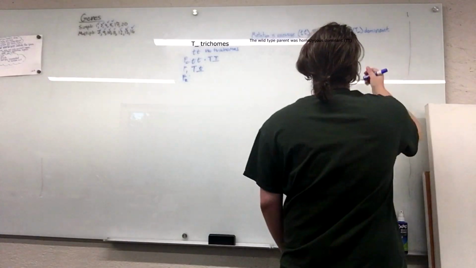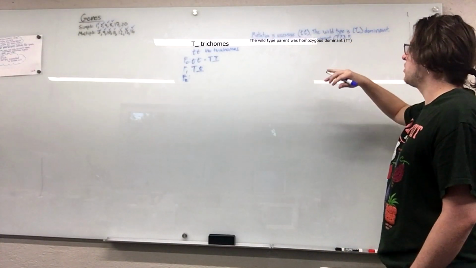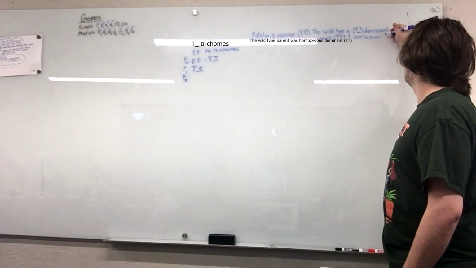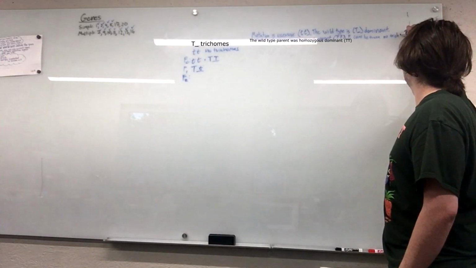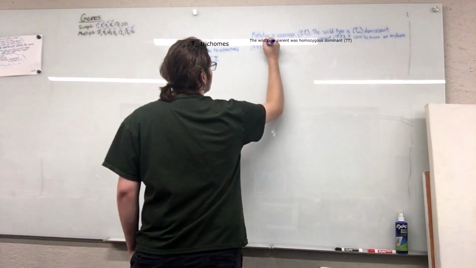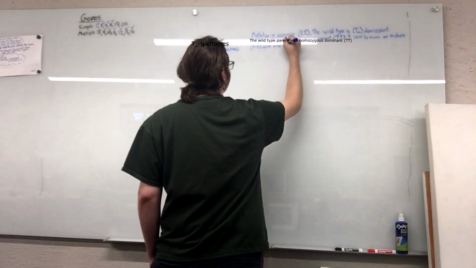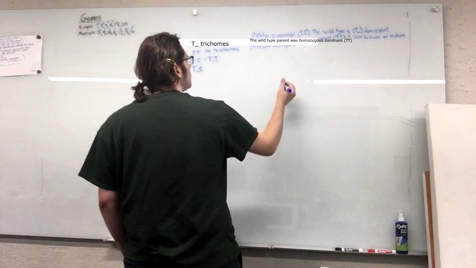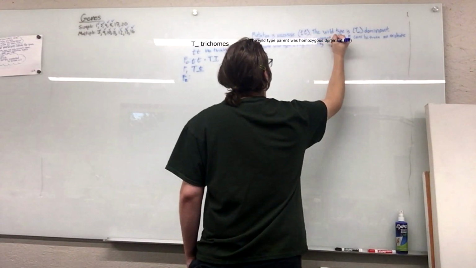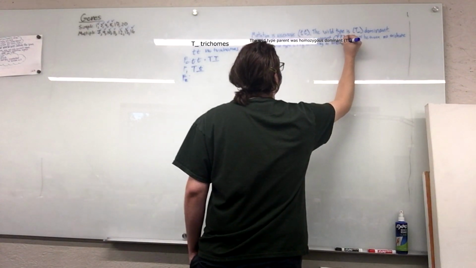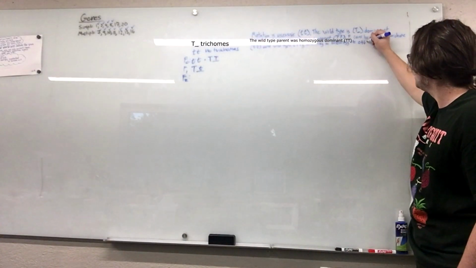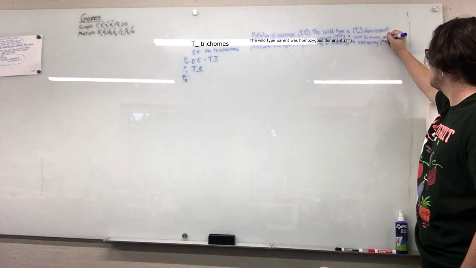The F1 generation was the cross between the no trichome parent, so homozygous recessive, and the wild type, which was homozygous dominant, resulting in heterozygote offspring. Big T, little t.